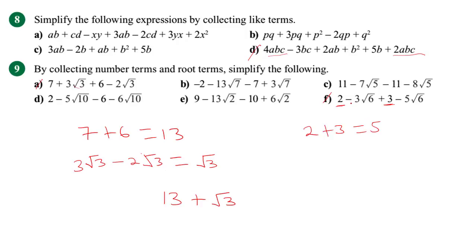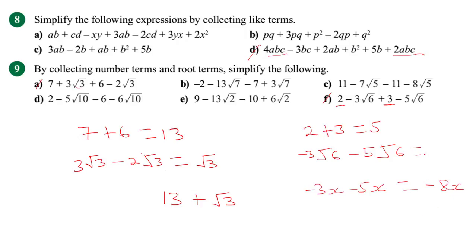Then the next thing now you have negative 3 root 6. So you've got negative 3 root 6, and you're taking away 5 root 6. Now let this root 6 be x. So it's like you have negative 3x and you're minusing 5x. So if you do negative 3 and you're going backwards 5 steps, you're going to end up at negative 8x.